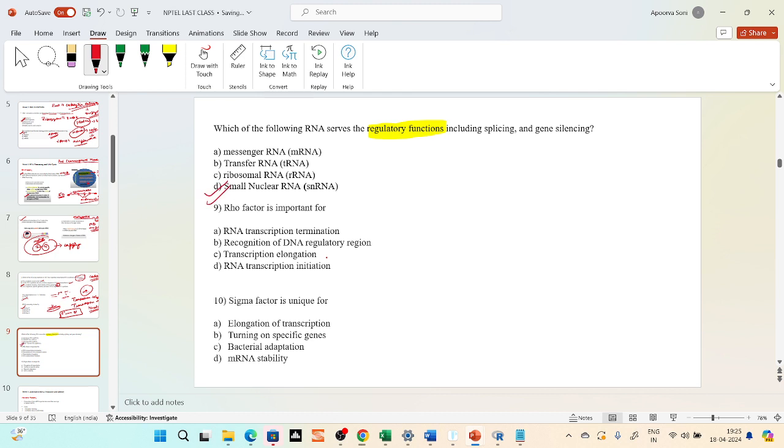If you remember, even if you don't know the answer, you can try to negate the options. mRNA, tRNA, rRNA: we haven't studied anything about regulatory functions of these. So this is the odd one out option. One logic. Another logic is if you have even a little bit of idea about the non-coding RNAs. For example, microRNA, small nuclear RNA, these non-coding RNAs are involved in gene silencing. And small nuclear RNA is a non-coding RNA.